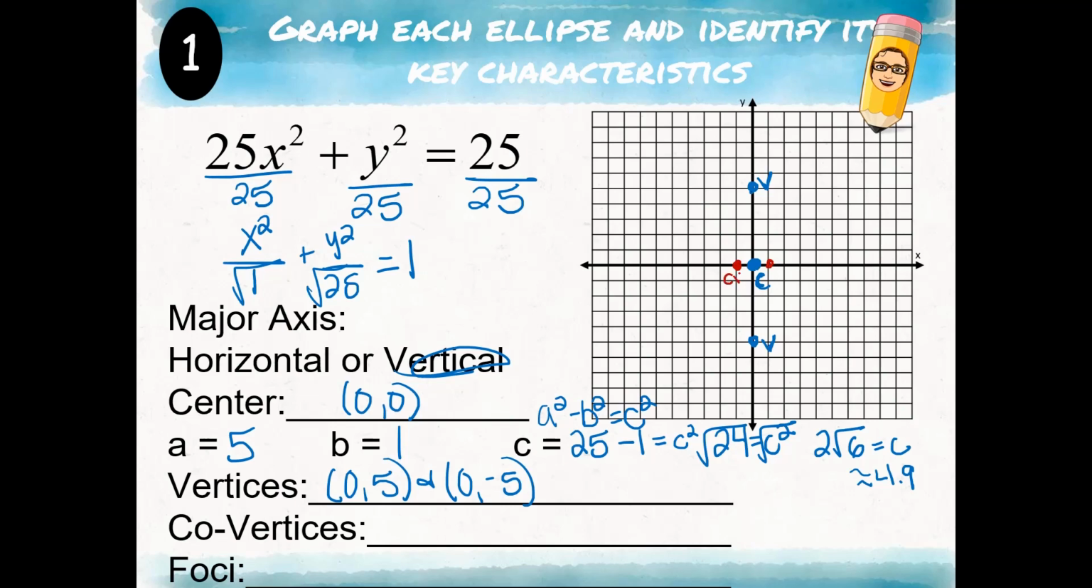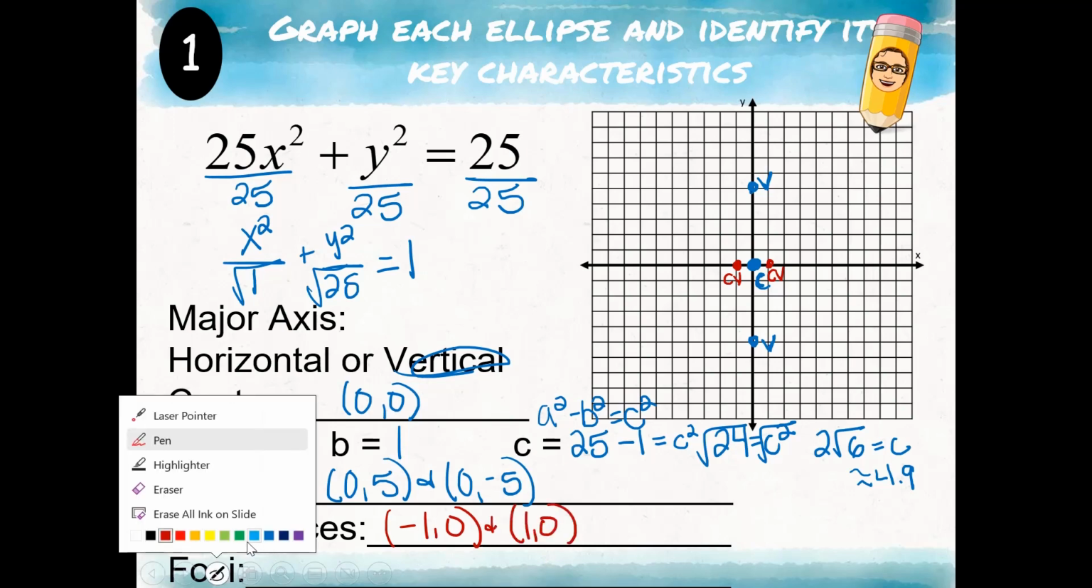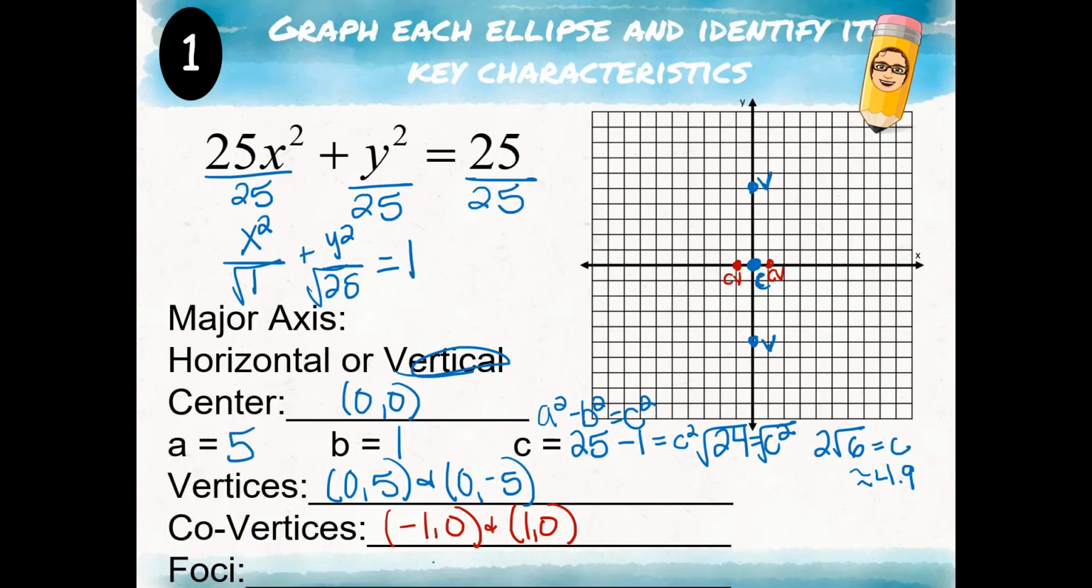And I'm also going to mark those with CV because those are co-vertices. Those various ordered pairs are negative 1, 0 and 1, 0. Changing colors one more time. Let's go find those foci.